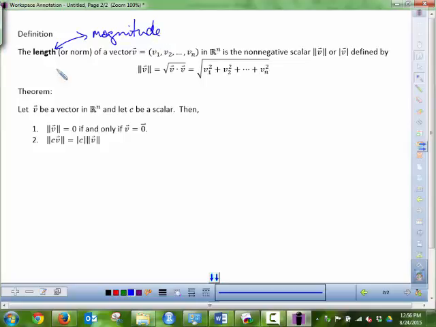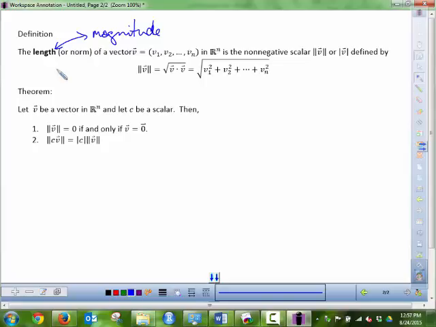Because the word length, sometimes in computer programs, means how many entries you have in that vector. So if this is a vector in R6, then the length would be 6 according to some computer programs. So the magnitude is something else that's a little bit different. It's what's going to be calculated.